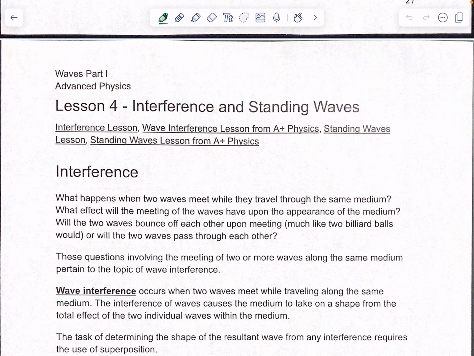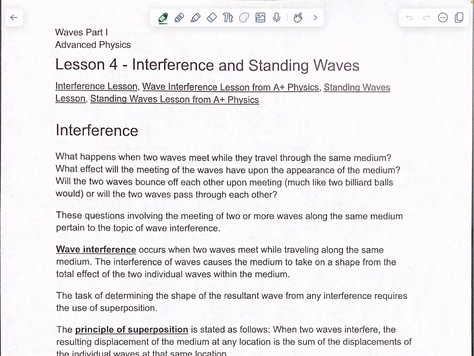All right, this video is going to go over pages 22 through 25 in your waves packet. So we're going to talk about interference. Wave interference occurs when basically two waves meet along the same medium. So once they run into each other, something's got to happen.